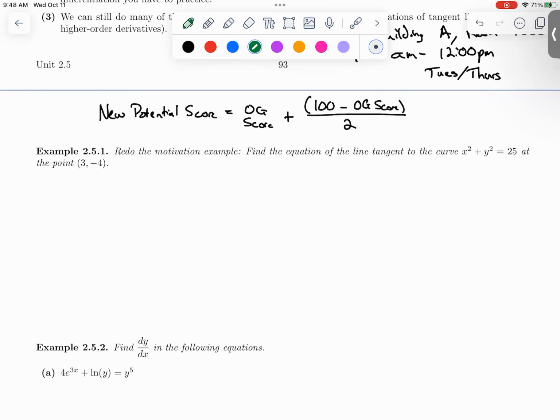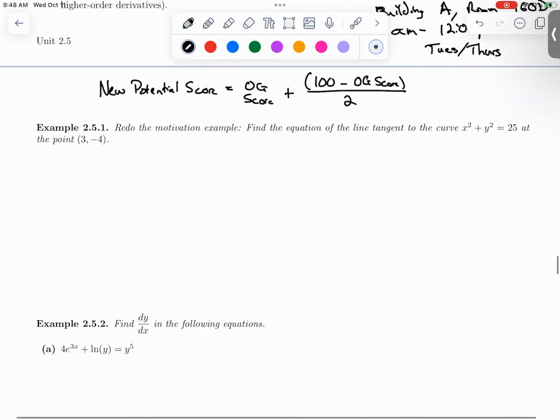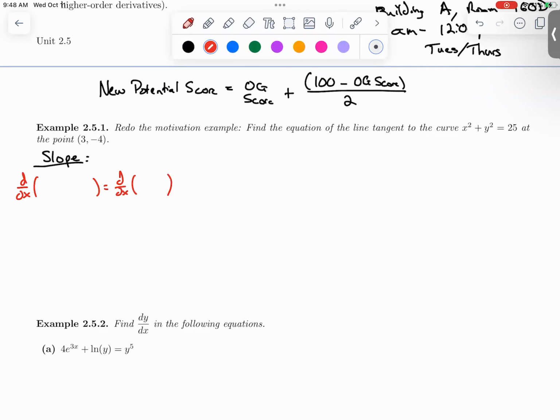If we're going to find the equation of the tangent line, we need the slope. And the way to do that would be to take the derivative of both sides. So d/dx of the left equals d/dx of the right. This is where I really recommend color, to show that I am now taking the derivative of the equation. So I'm going to put x squared plus y squared on the left, and the derivative of 25 on the right.